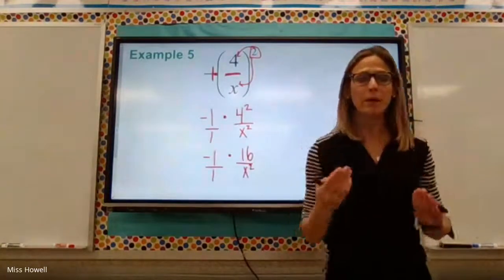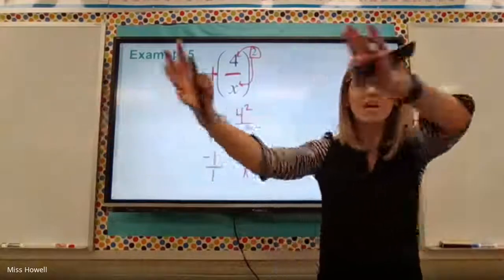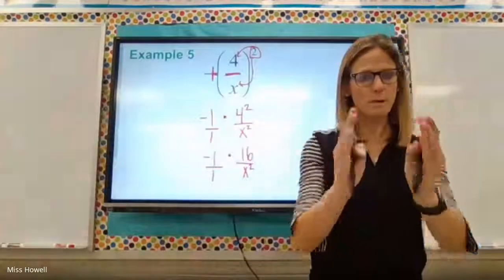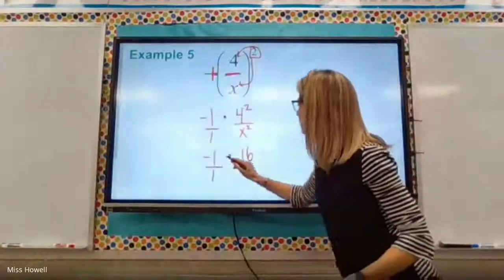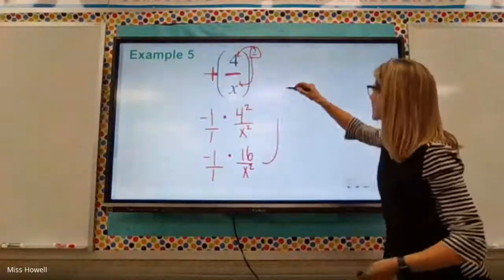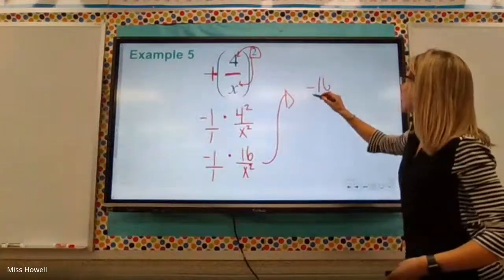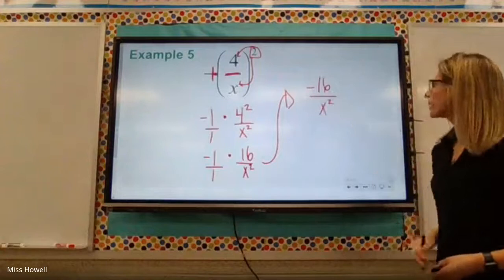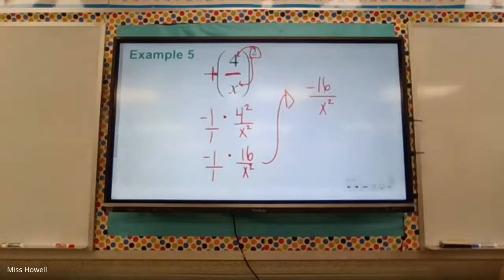And then I have to remember, if I'm multiplying fractions, I can multiply everything on the top, get one big top number, and everything on the bottom and get one big bottom number. So -1 times 16 would just give us a -16 on the top. 1 times x squared would just give us an x squared on the bottom. All right, nothing left here to simplify.